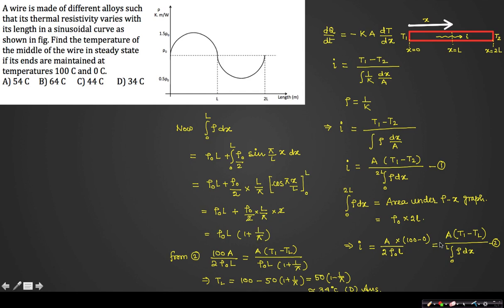Now you can compare these two equations. These two are the same thing. So 100A by 2 rho naught L is equal to A into (T1 minus TL). T1 I know is 100, minus TL which I have to calculate, divided by rho naught L into (1 plus 1 by pi). This area I have put here. Now after solving, you can find the answer TL is 15 into (1 minus 1 by pi), which is approximately 34 degrees Celsius. So option D is your correct choice.